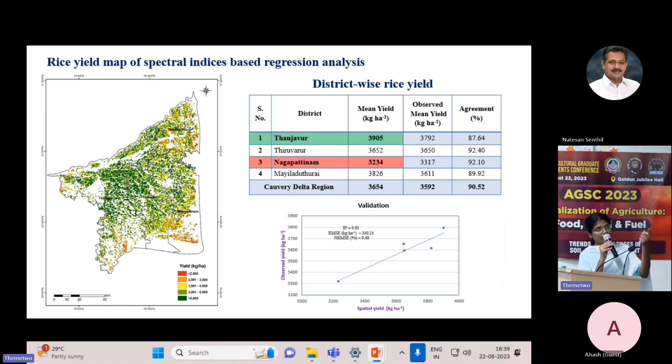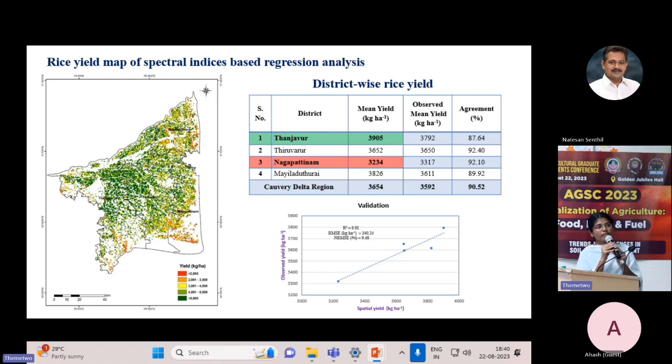This is the rice yield map with 20-meter resolution. Here also, in Nagapattinam district we have red patches, which means very low yield, due to the late sown and direct seeded rice. Overall in the Kaveri Delta region, the mean yield was 3,654 kg per hectare, while the observed yield was 3,592 kg per hectare, which is 90% agreement. Among the 4 districts, Thanjavur recorded the highest yield. Nagapattinam recorded the lowest yield of 3,234 kg per hectare. Thiruvarur has the highest agreement between mean yield and observed yield.